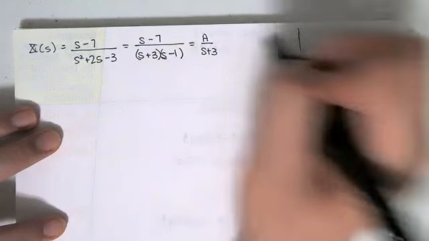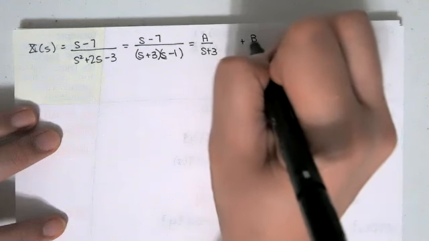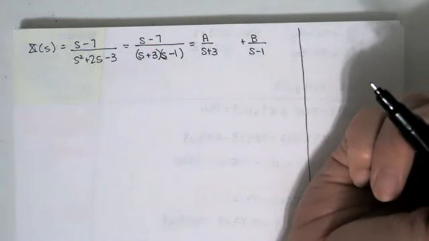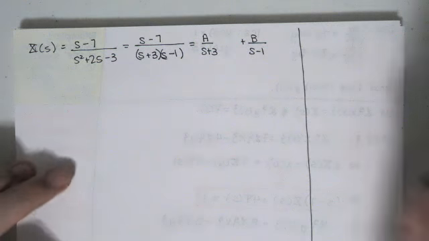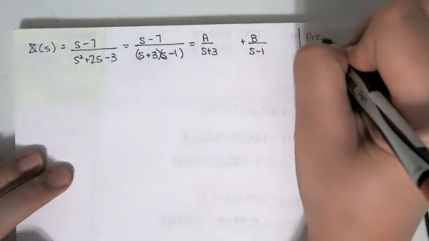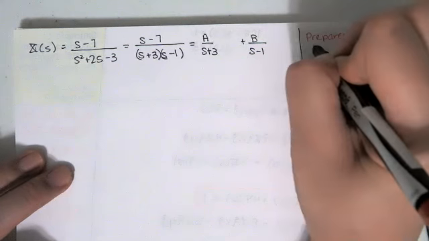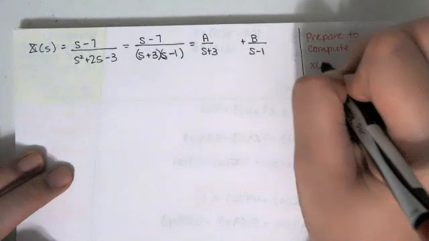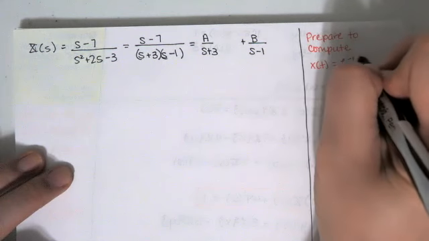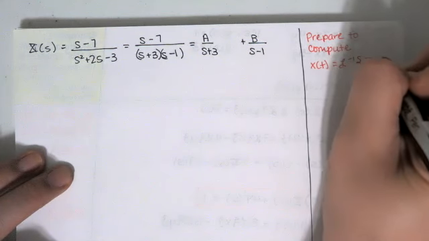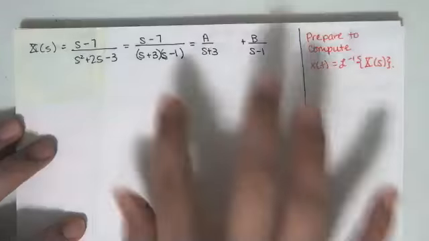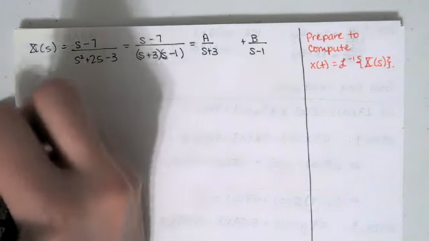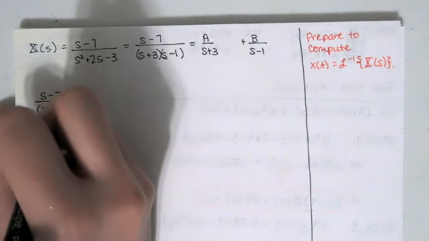This is the same as a constant A over (s + 3) plus a constant B over (s − 1), for some values of those constants A and B. So we're preparing here to compute the inverse transform to get x(t), and in this case it requires partial fraction decomposition. And it often does.